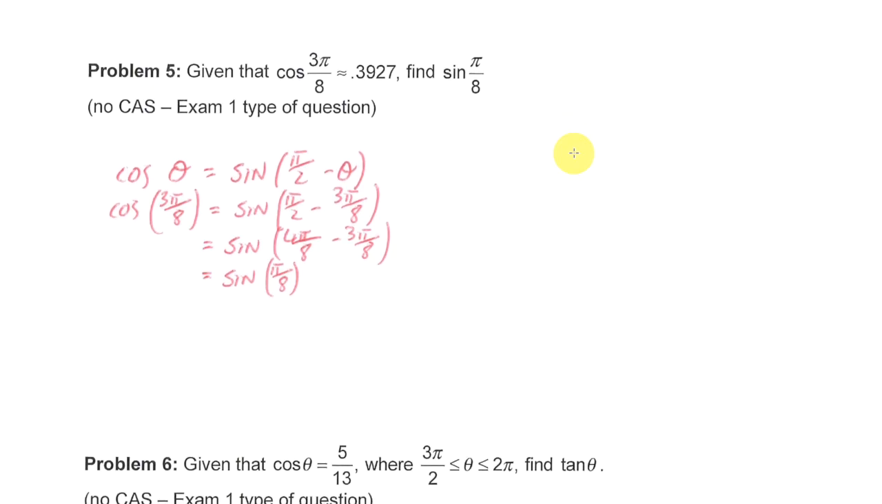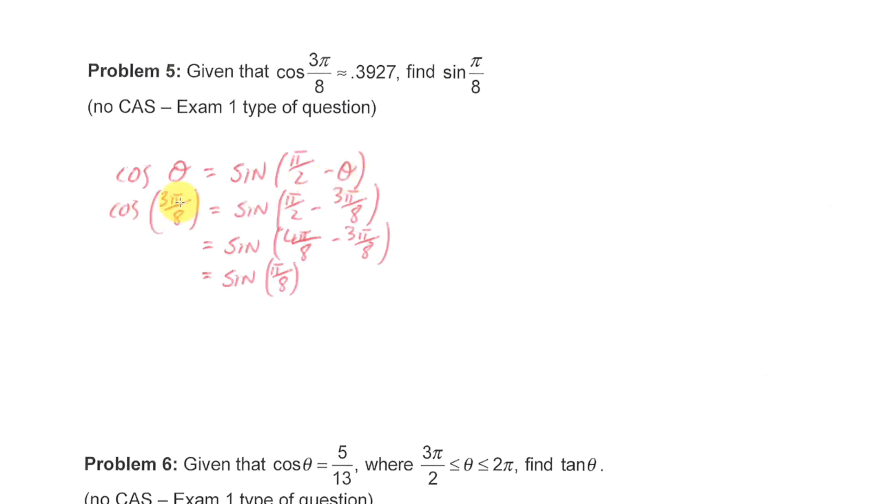Problem 5. Given that cos of 3 pi on 8 is approximately equal to 0.3927, find what sine of pi on 8 is equal to. So we're talking about being in radians, and the key to this is to realise that cos and sine are the same graph, same function, except they're translated by pi on 2 units. So cos theta equals sine of pi on 2 minus that theta that was given in the cosine.